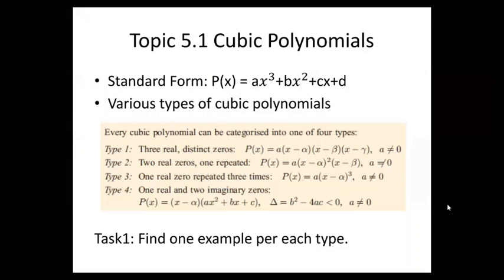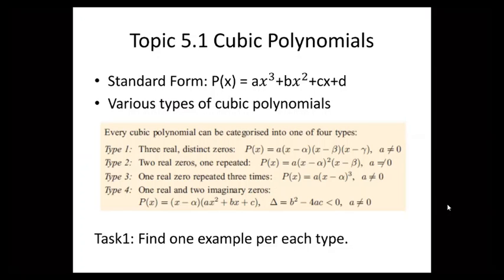So standard form is basically ordering it from the highest degree and then going to the lower degrees. So you just write in order. So that's the standard form. But you're not going to see only standard form when you deal with some problems. So there are so many different forms. So let's categorize our cubic polynomials into 4 different categories.